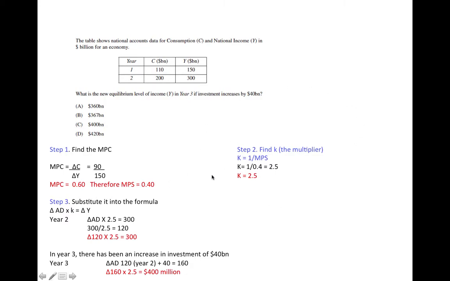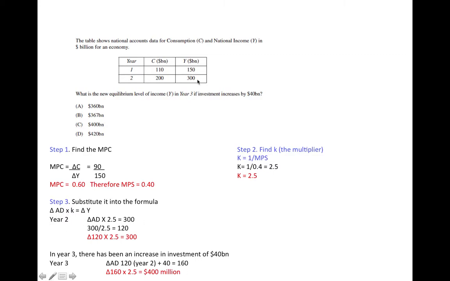So step 2, find the multiplier. We can punch that one in pretty quickly: 1 over MPS, which is 0.4, gives us 2.5. Okay, so now we know our multiplier, K is 2.5. So step 3 is substituting it into the formula. What I'm going to do is work out, firstly, what the change was in year 2. Okay, so this is year 2.